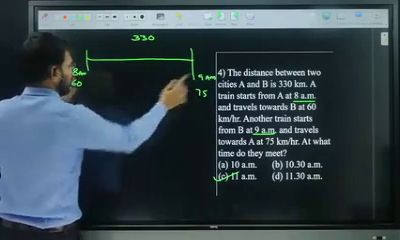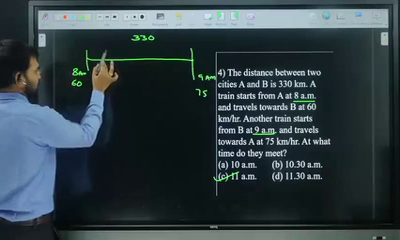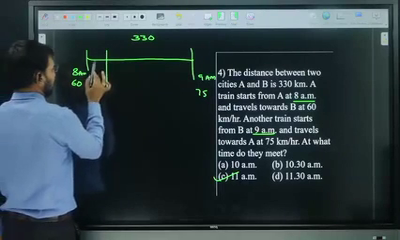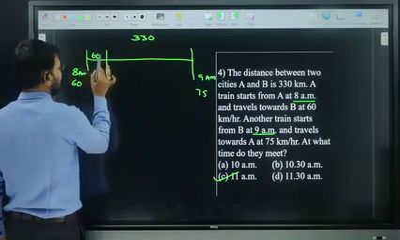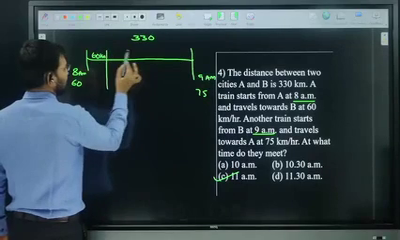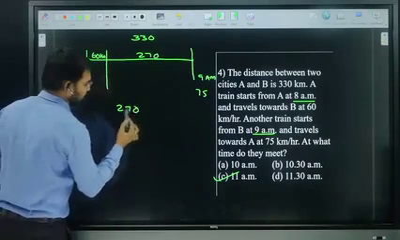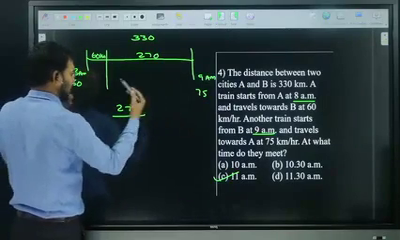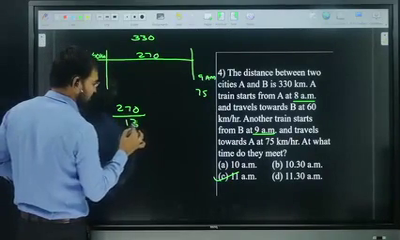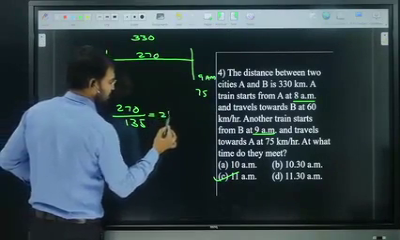So in order to equate the timing, first of all, the first train has to move 1 hour, and it will cover 60 kilometers. Therefore, the remaining distance is 270. So 270 by relative speed, which in opposite directions is 135. It will take 2 hours.